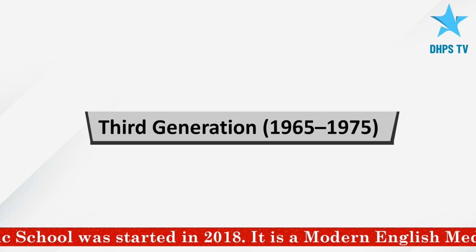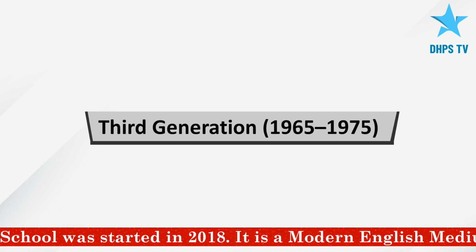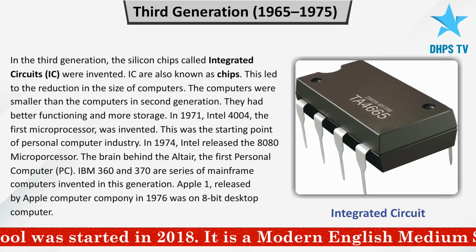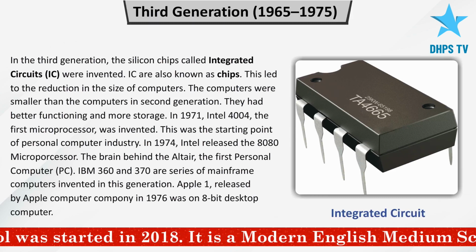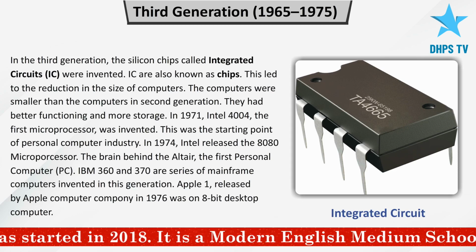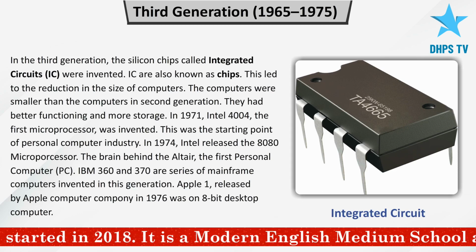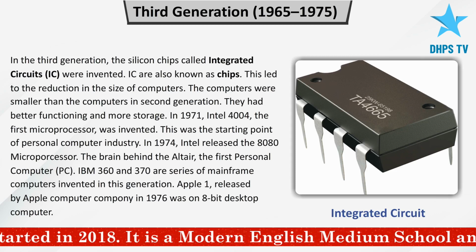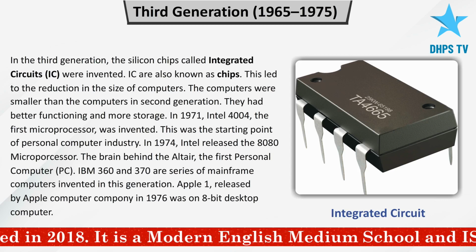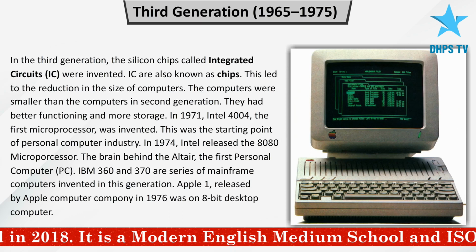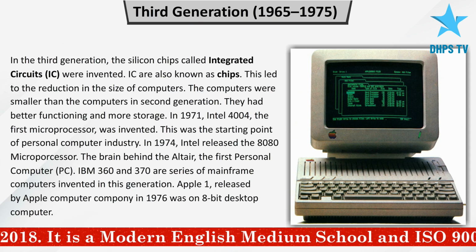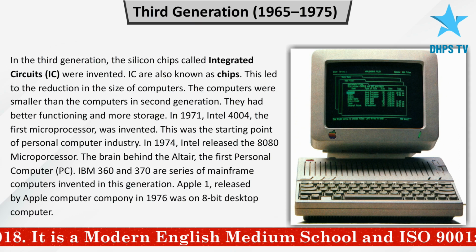Third generation, 1965 to 1975. In the third generation, silicon chips called integrated circuits (IC) were invented. ICs are also known as chips. This led to a reduction in the size of computers. The computers were smaller than the computers in the second generation. They had better functioning and more storage.